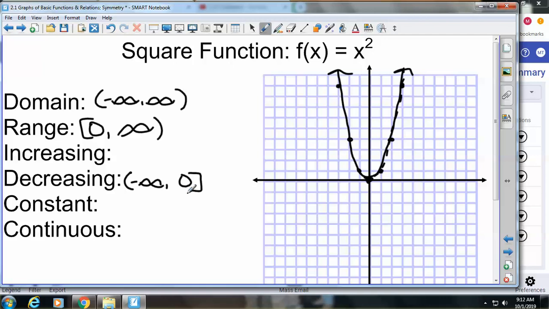Okay. At 0, what happens? Increases from 0 to infinity. Is this graph ever constant? No. Alright, where is it continuous? The whole time, right? So just negative infinity, positive infinity. Again, notice the only time you use y values is when you talk about the range. Everything else is an x value. Questions there?